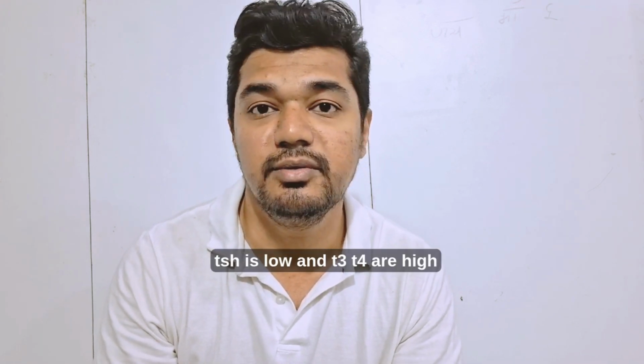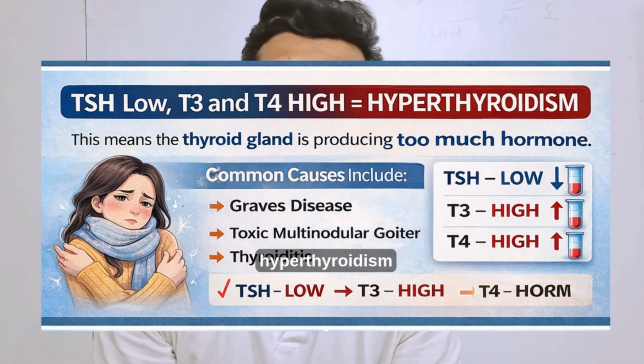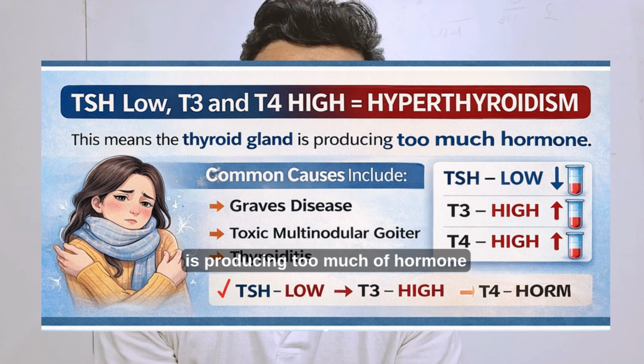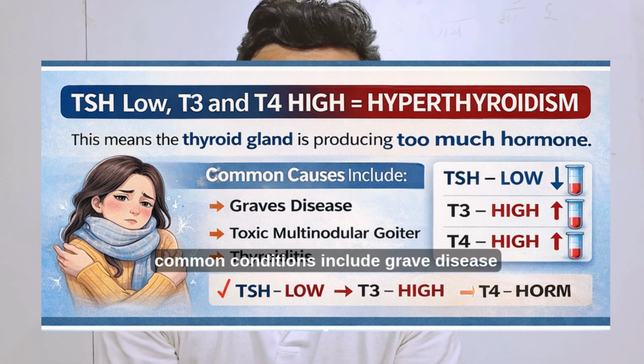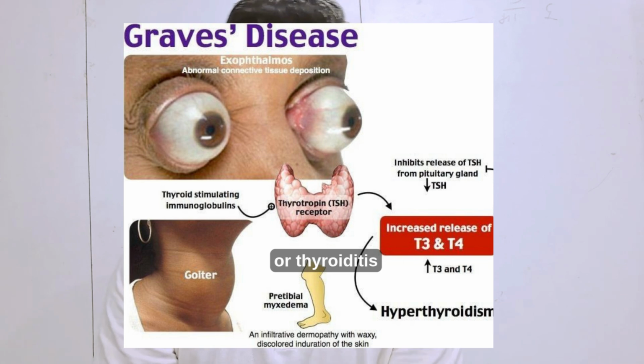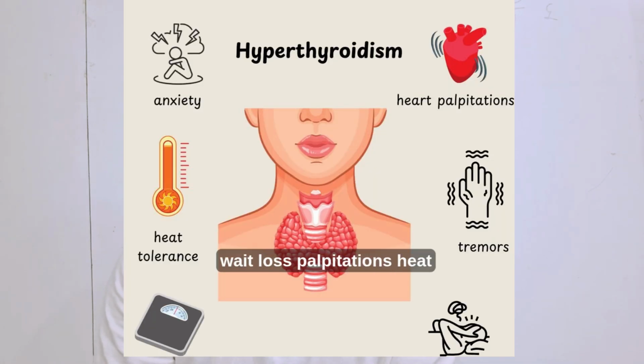If TSH is low and T3, T4 are high, this indicates the patient has hyperthyroidism. This means the thyroid gland is producing too much hormone. Common conditions include Graves' disease, toxic multinodular goiter or thyroiditis. Symptoms may include weight loss, palpitations, heat intolerance and anxiety.